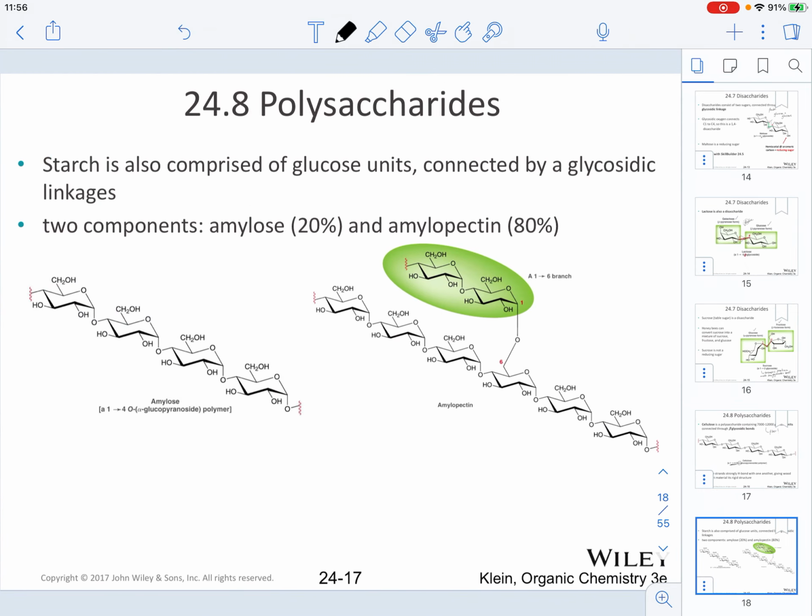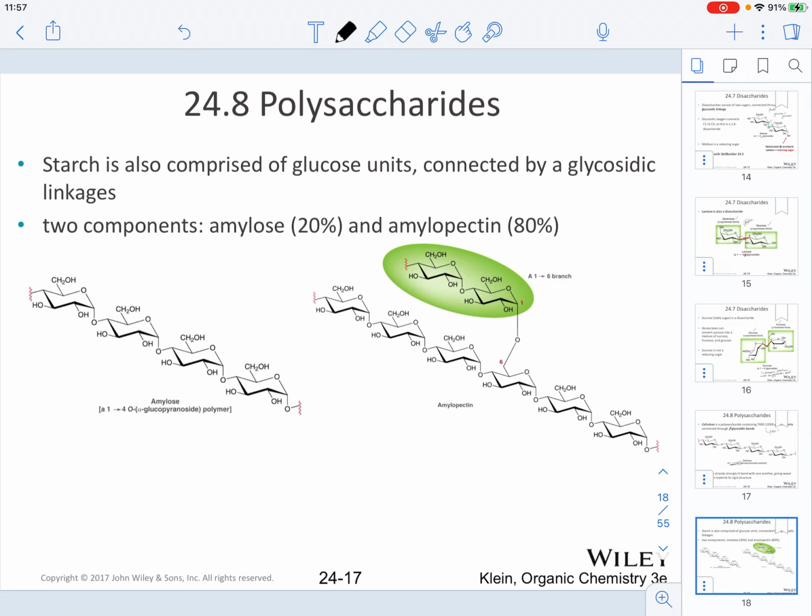Now, one polysaccharide that we do have the biomolecules in order to break down is starch. Understand that starch is another polysaccharide that is composed of glucose units, but in this case, it's connected by glycosidic bonds that are alpha 1,4. Now, when it comes to starch, there are actually two polymers of starch that are present. Starch is made out of amylose and amylopectin.